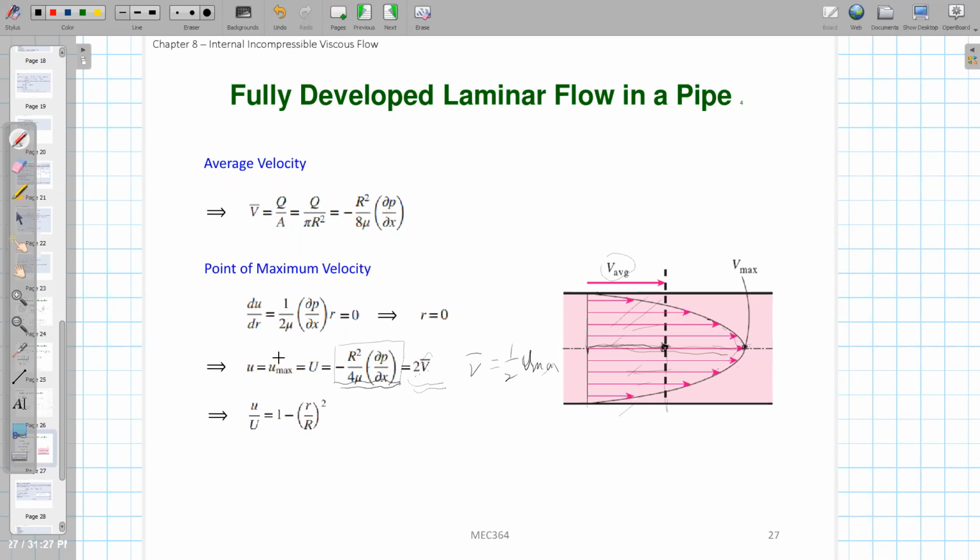And if we use this U max to represent this flow profile, basically you can write that U over U max will be 1 minus r squared over R squared. Okay, so this is a parabolic profile we're showing you here.